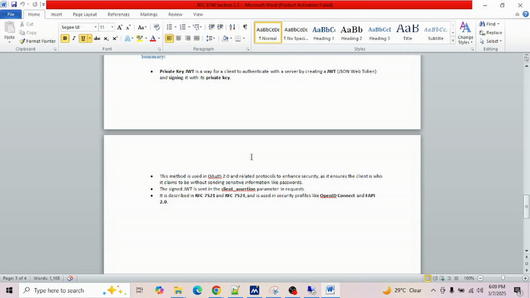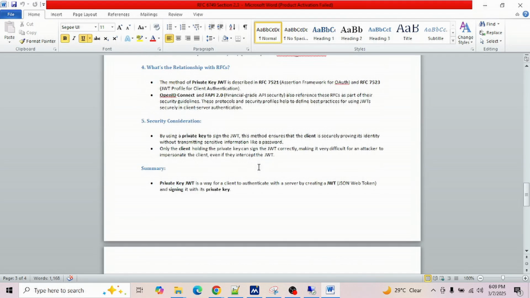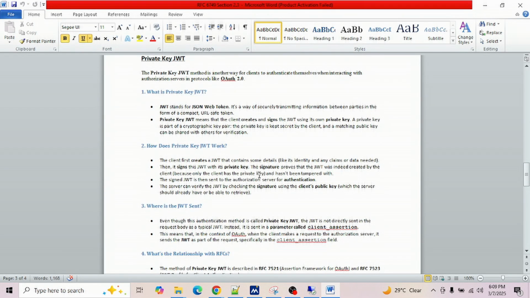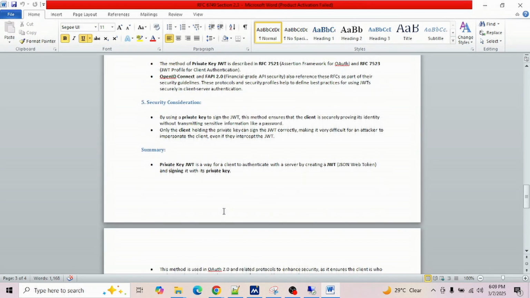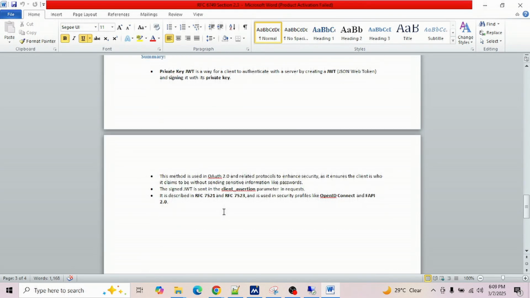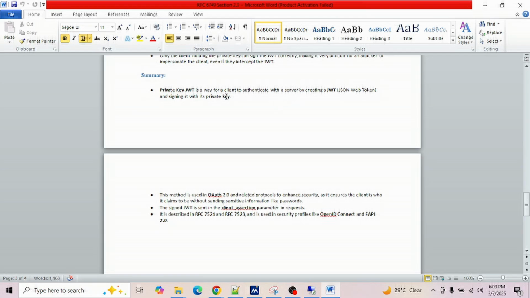So they can only use that, right? And for private key JWT, we also have an additional layer: the signed JWT is sent to the authorization server for authentication, right? So, signing with the private key. Again, they're just adding some additional layer of security in that communication.